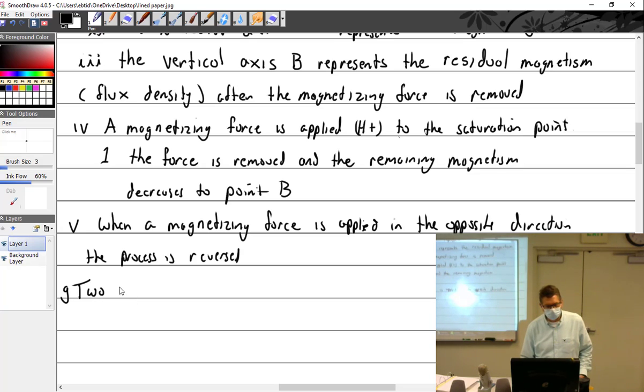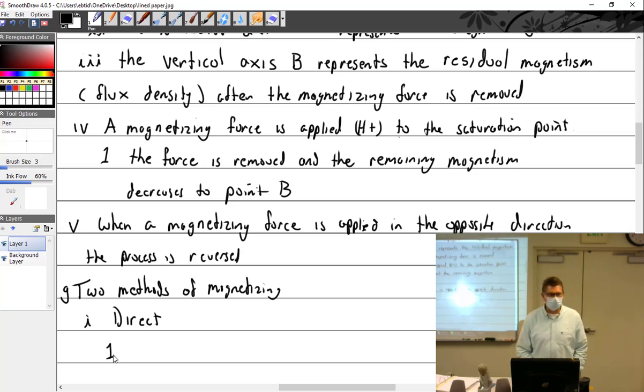So two methods of magnetizing. I said demagnetizing, but I meant magnetizing. All right, so two methods. Direct. Direct magnetism is when you actually run current directly through the part, like it's a wire.